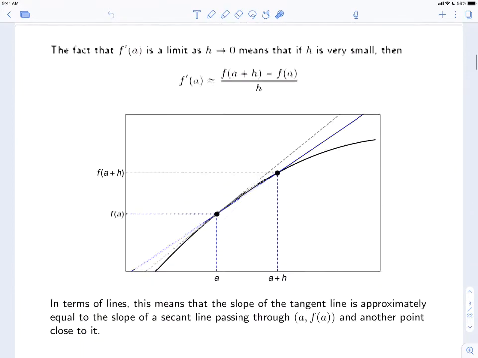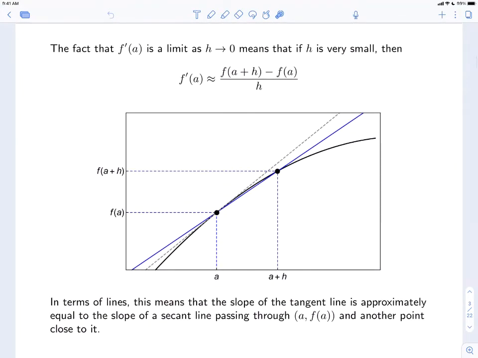The fact that f prime of a is defined as a limit as h goes to 0 means that if h is very small, then the derivative of f at a is approximately equal to that difference quotient. That is to say that f prime of a is approximately equal to f at a plus h minus f at a divided by h as long as h is very small. In terms of lines, that means that the slope of the tangent line is approximately equal to the slope of a secant line passing through the point a, f at a, and another point close to it.